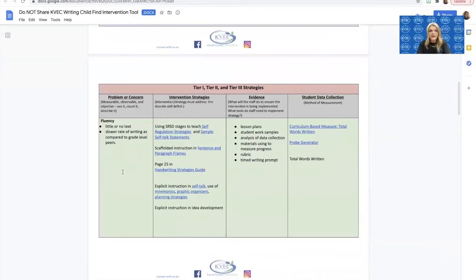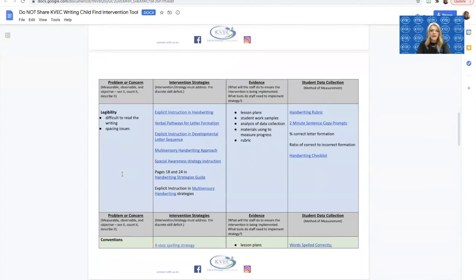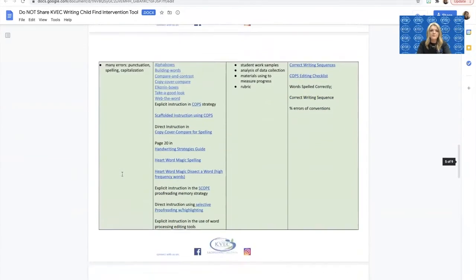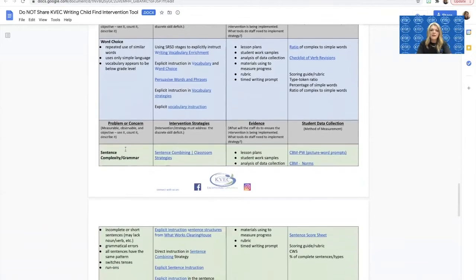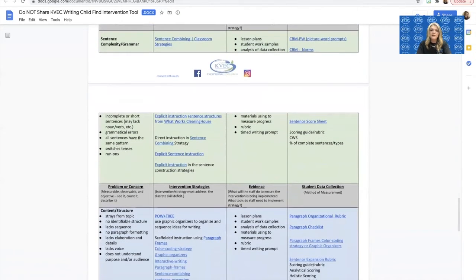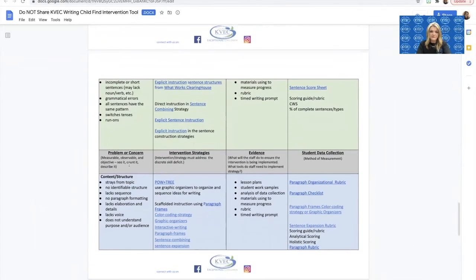So, for example, if a student has little or no text or writes at a slower rate, it could be a fluency issue. If they have spacing issues or if you have difficulty reading their writing, it could be legibility. If you only see simple language in students' writing or their vocabulary appears to be below grade level, then it could be word choice. So you see how under each category, we have given you some look fors to help you determine the area of deficit.